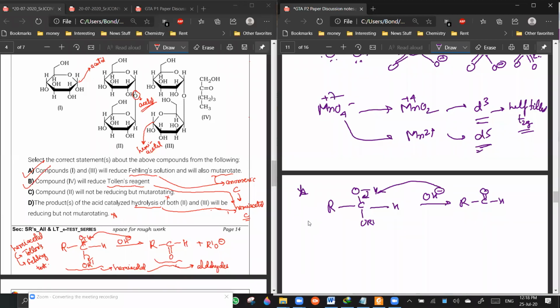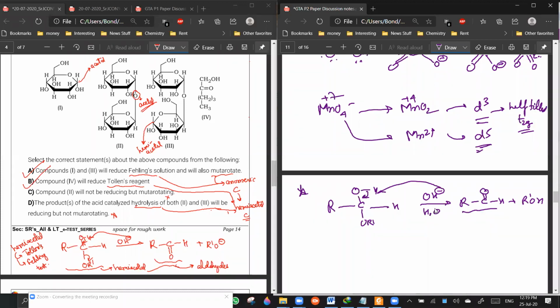Whether it is acetal, whether it is hemiacetal, whether it is ether. In acidic medium, ethers won't survive. But hemiacetals will not survive even in alkaline medium. So it will give RCHO plus R'OH. Are you getting my point?